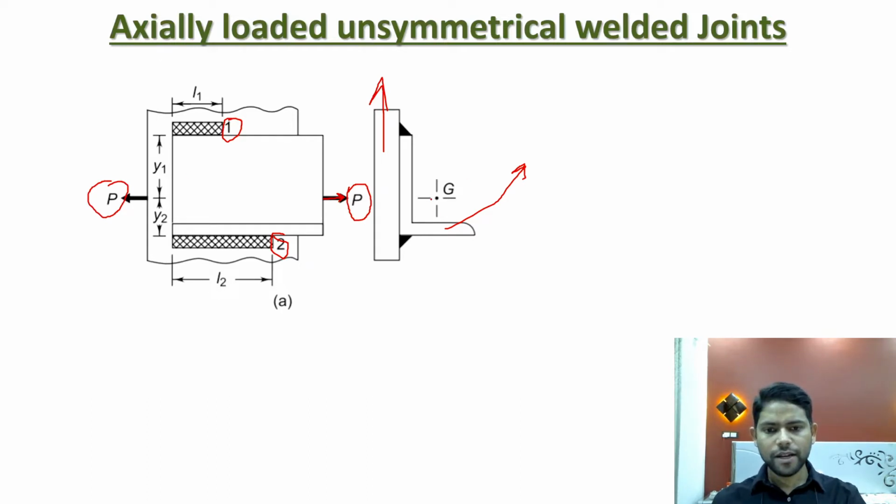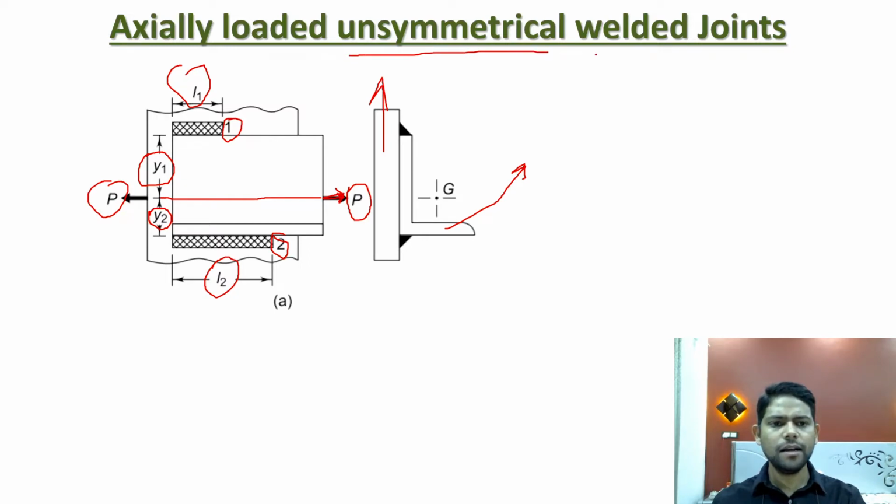And the center of gravity of the weld is located at a distance y1 from the top and y2 from the bottom. So this is the axis which is passing through the center of gravity, and the tensile load which is acting on this structure is also passing through the same axis. That's why we are calling it axially loaded. And since the lengths of the welds are not equal, the first weld is of length L1 and the second weld is of length L2, these two are not equal. That's why we are calling this structure an unsymmetrical welded joint.